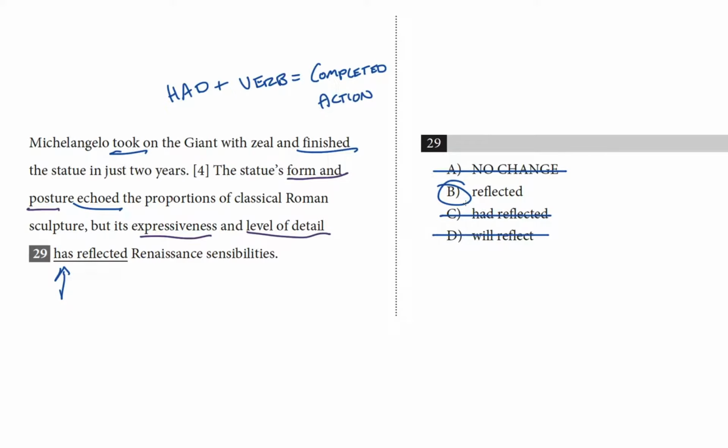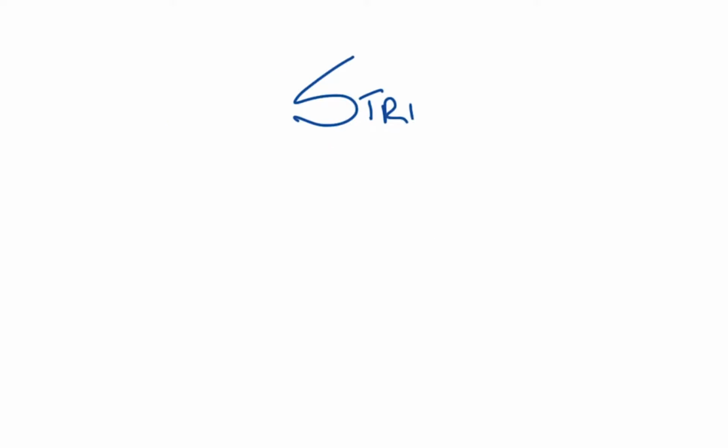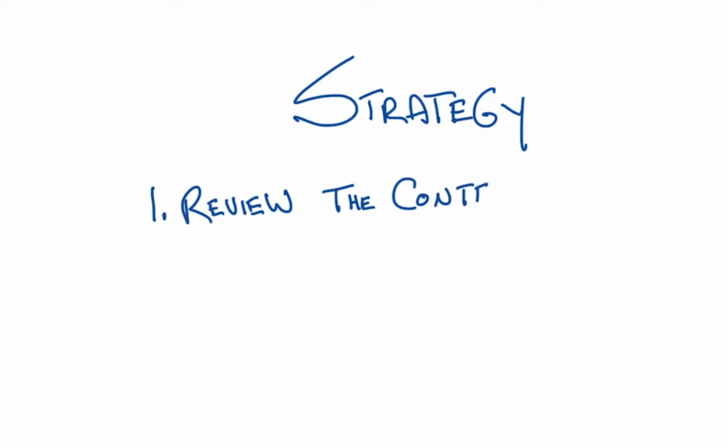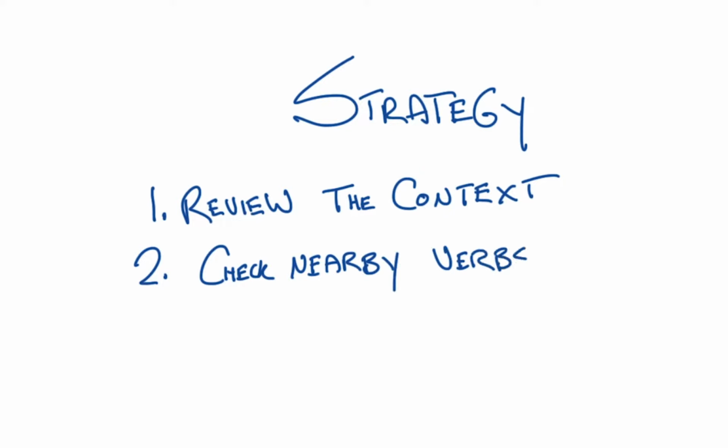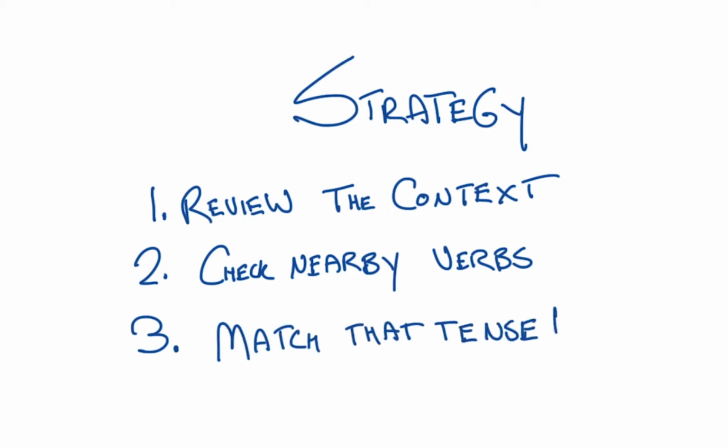So this is my strategy. Once I realize that this question is asking me about verb tense, here's what I do. First, I review the context to make sure that I understand what's going on. Is the sentence in the present or the past tense? And second, I check the other nearby verbs to consider if a verb tense shift makes sense or not. And it usually doesn't. And finally, I match that tense in a logical way.